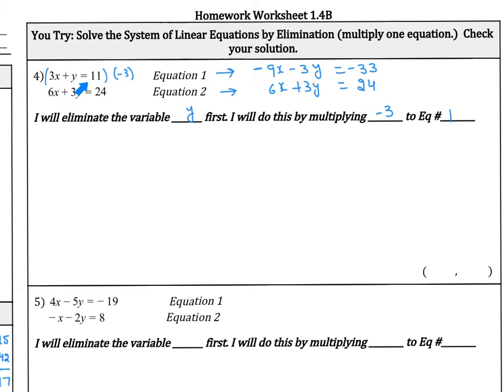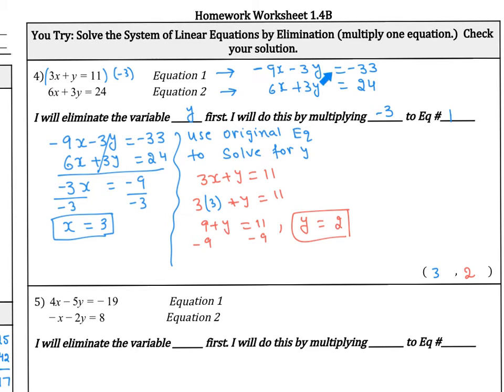So we decided to multiply equation number 1 by negative 3, and we got negative 9x minus 3y equals negative 33. If you notice now, negative 3y and positive 3y can cancel when we add. So I decided I will eliminate the variable y first. I will do this by multiplying negative 3 to equation number 1.